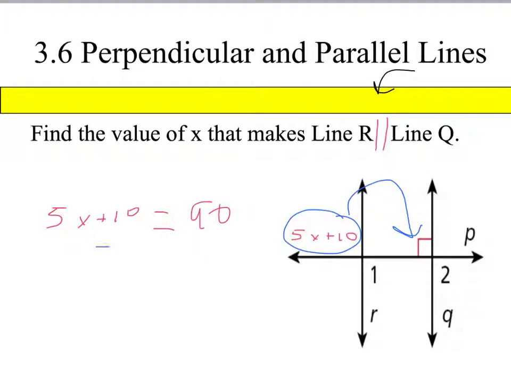From here we're going to subtract 10, get down and dirty with our algebra. 5x is equal to 80. And when we divide by 5, we get x is equal to 16. So our answer is x equals 16, because we can set up the equation 5x plus 10 equal to 90 because of our corresponding angles. We want to make sure we know that those are two corresponding angles and that they're congruent.